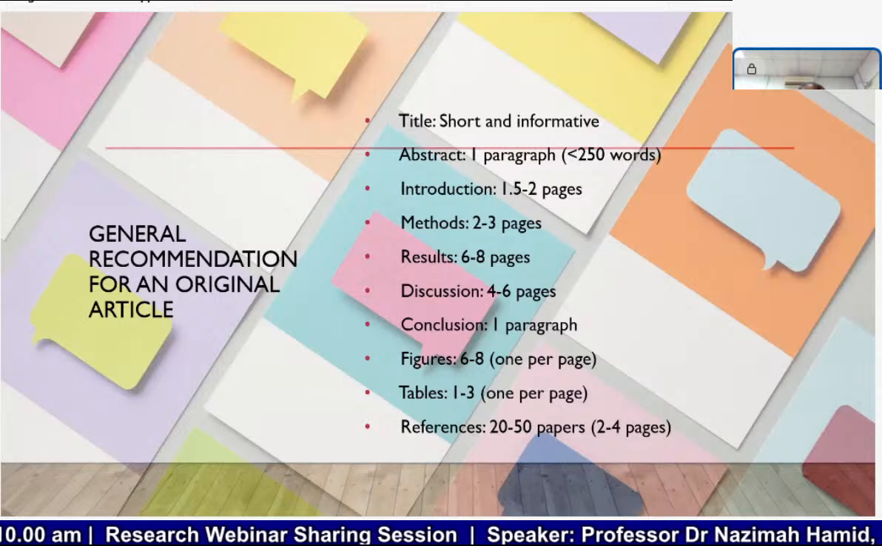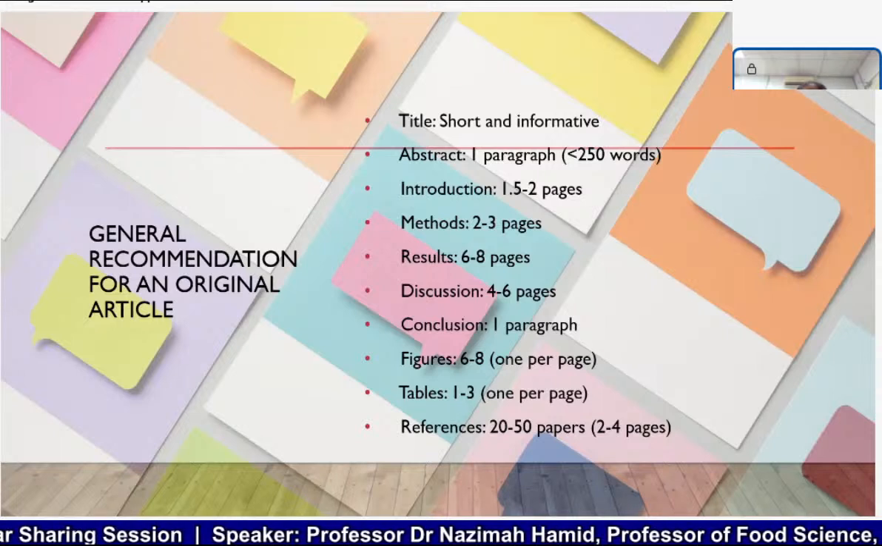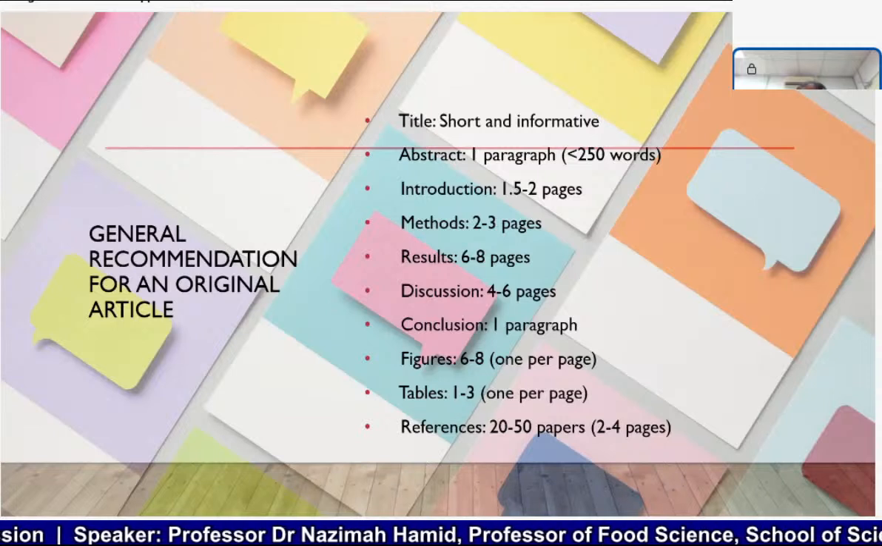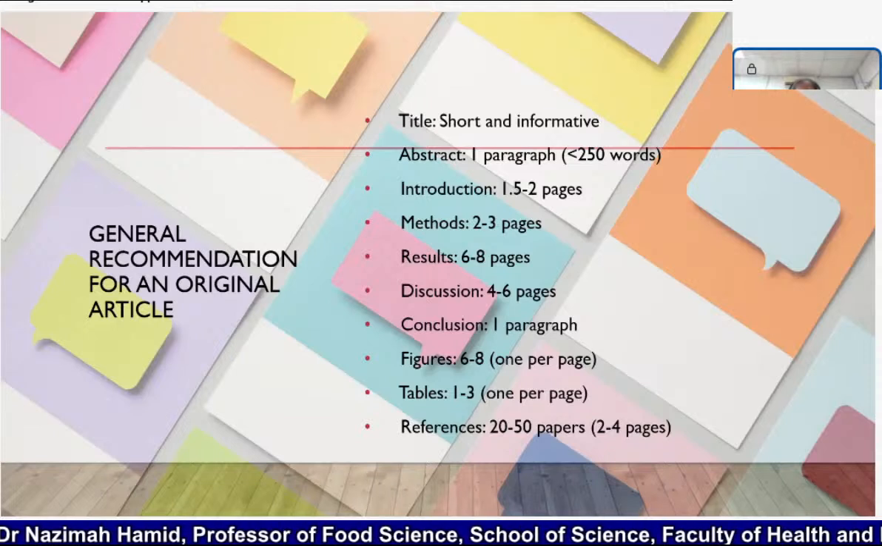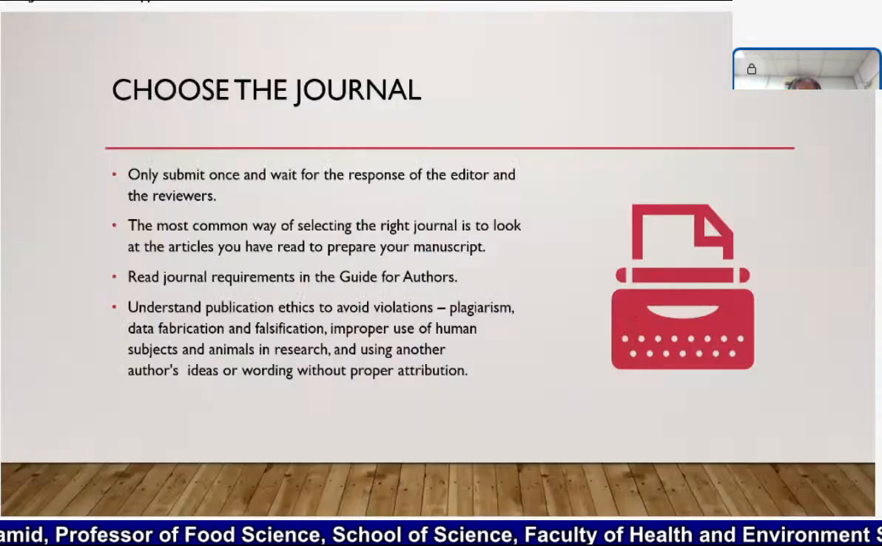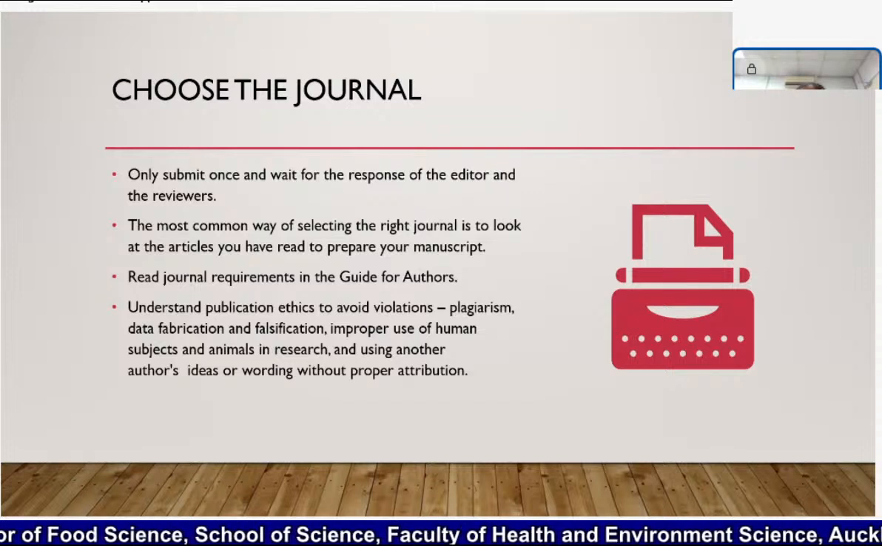So when you look at it, you can see that when you're writing the paper, you're not writing too much or too little. Discussion is 4 to 6 pages long. Conclusion is just one paragraph. Figures 6 to 8, tables 1 to 3, and references, you want between 20 and 50. I think Food Chemistry is 40. So always, always read the author guidelines before you start writing. Choose the journal.